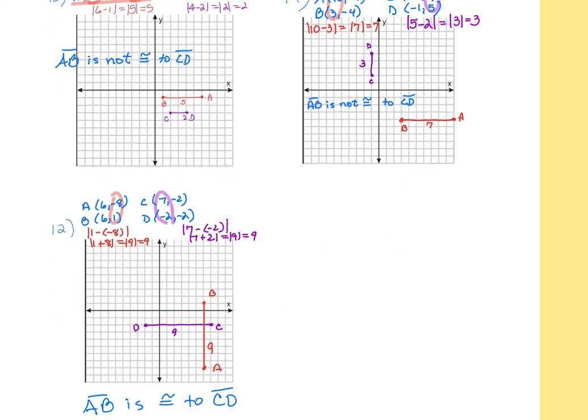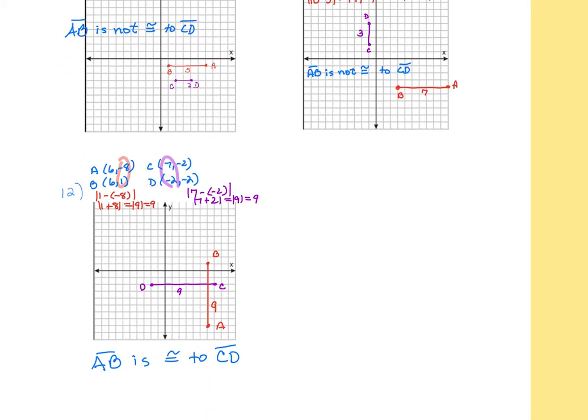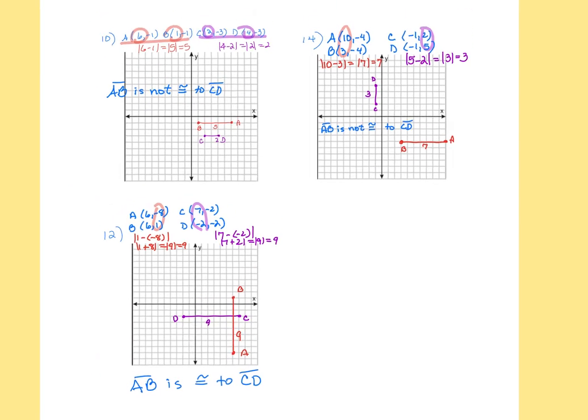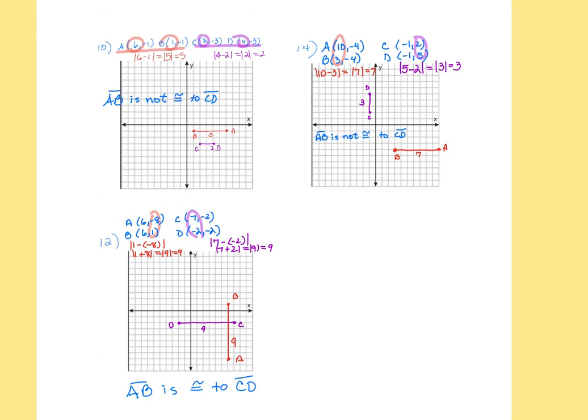12, you had to find, again, the measurements of each. This time they were both 9, so they were congruent. And 14. One was 3, one was 7, so they're not congruent. Easy stuff, right? Wait, so all of them were not? No, 12 was. 12 was congruent. They're both 9. Yep.